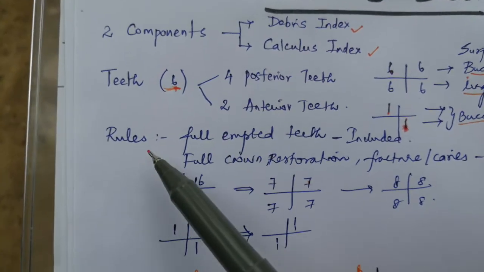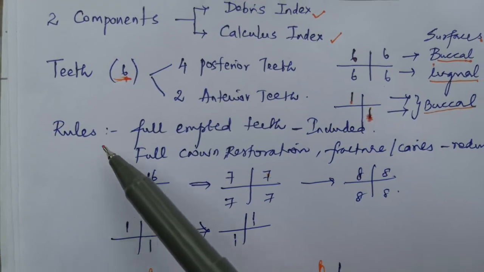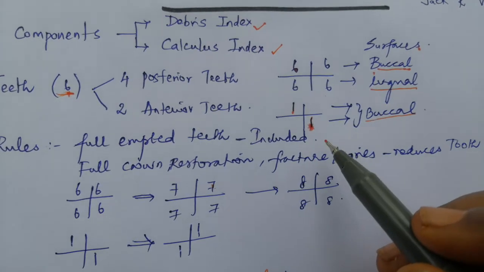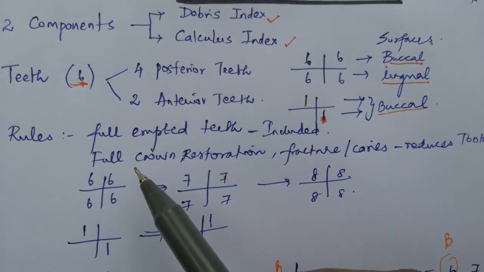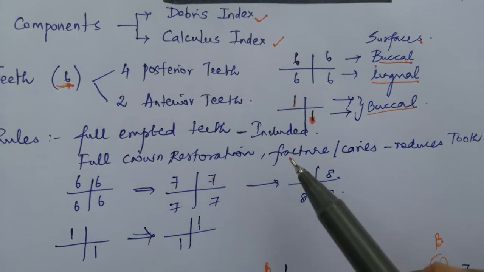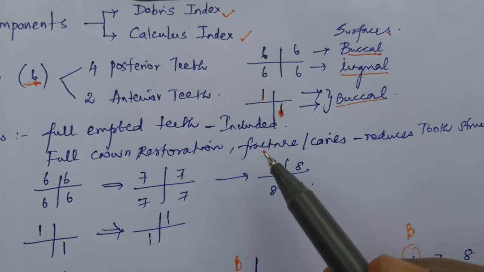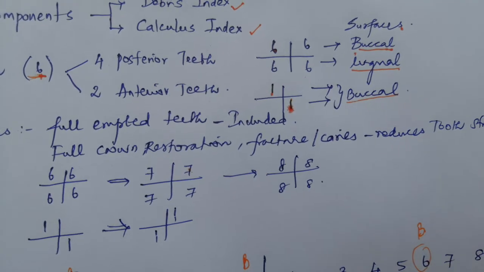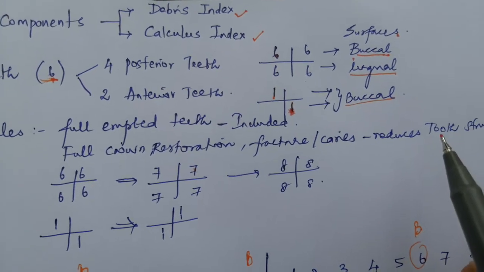And certain rules have to be followed. One thing is that a fully erupted tooth has to be considered. A partially erupted tooth is not considered. And a tooth which has a full crown, or any tooth structure which has been lost due to caries, attrition or fracture, should not be considered as a scoring tooth.